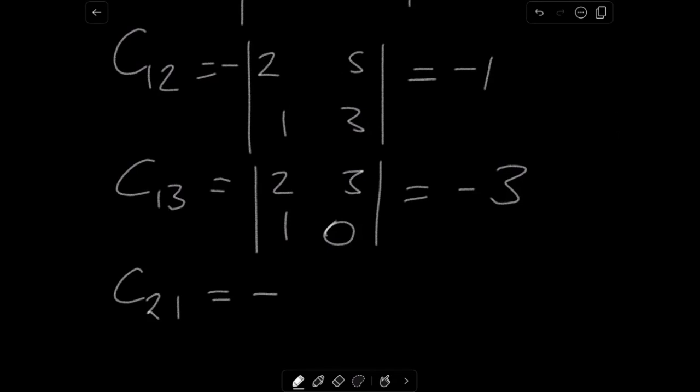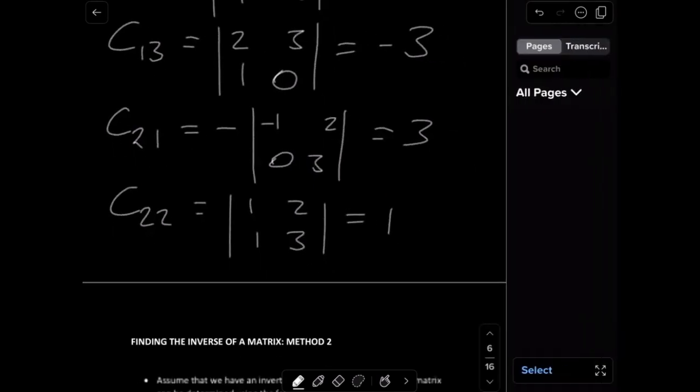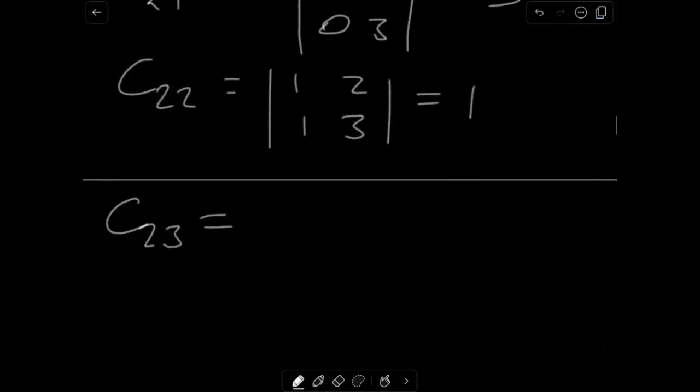Cofactor 2, 1, it's going to be a negative, accounting for the checkerboard. Then the submatrix is going to be minus 1, 2, 0, 3. That is going to be positive 3. Cofactor 2, 2. The checkerboard is going to be positive. Then we're going to have 1, 2, 1, 3 for the submatrix. That's going to be positive 1. Cofactor 2, 3, accounting for the checkerboard, that is going to be negative. And then the submatrix is going to be 1, minus 1, 1, and 0. That should give us minus 1.